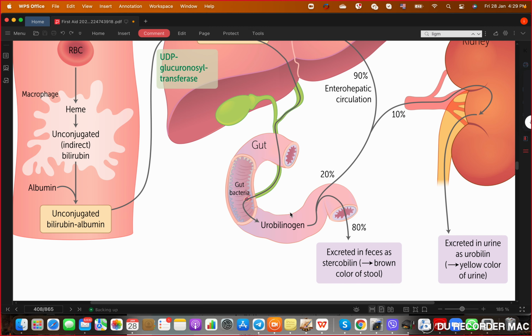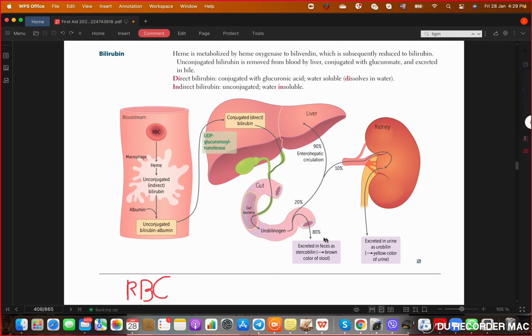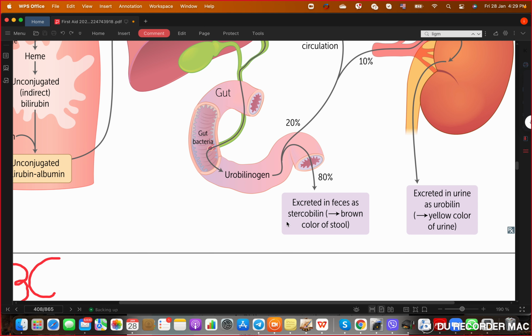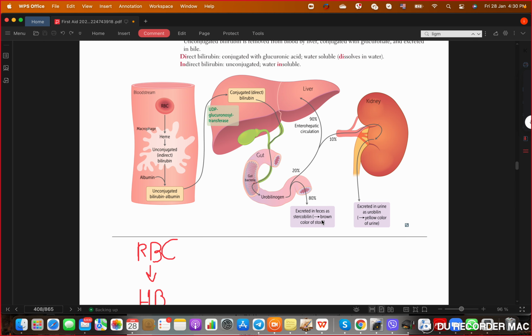At the gut, it's going to be converted to something called urobilinogen. Some of the urobilinogen will be reabsorbed, a little bit of it will be absorbed, and most of it is going to be excreted as stercobilin. The stercobilin is the thing that gives the feces their brown color. About 20% of it goes through the enterohepatic circulation and comes back to the liver, because after all we need bilirubin. And a little bit of it will go to the kidney, which gives the urine its yellow color.